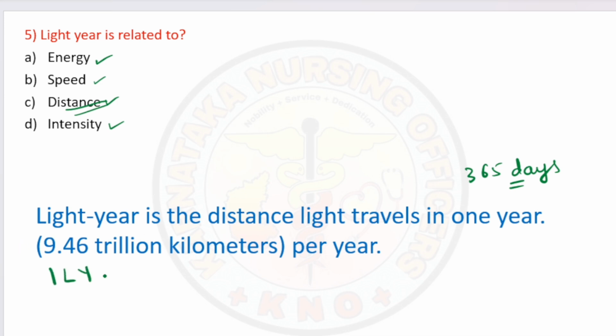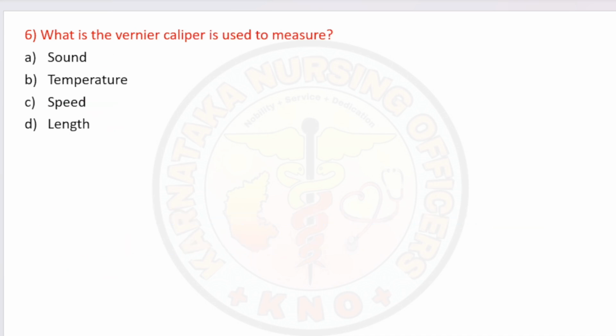1 light year is equal to how much? 9.46 trillion kilometers per year. So this is the 1 light year value. That means light can travel 9.46 trillion kilometers in 1 year. So this much distance can be traveled by light in 1 year. Okay, so next question.